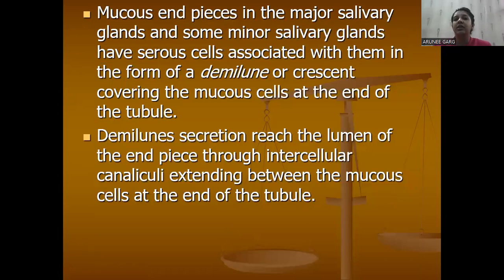Mucous end pieces in the major salivary glands and some minor salivary glands have serous cells associated with them in the form of a demilune or a crescent shape covering the mucous cell at the end of the tubule. The secretions from the demilune reach the lumen of the end piece through intercellular canaliculi extending between the mucous cells at the end of the tubule.